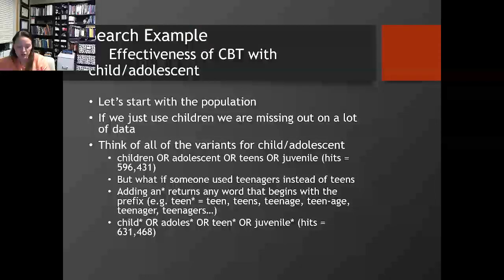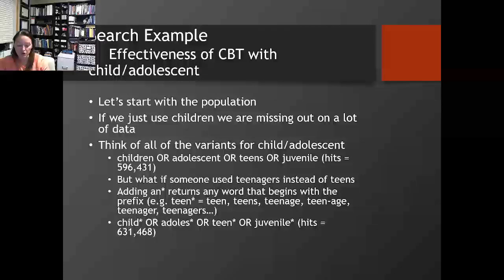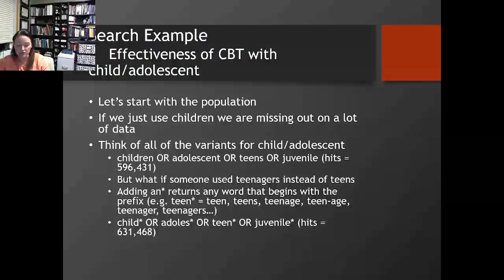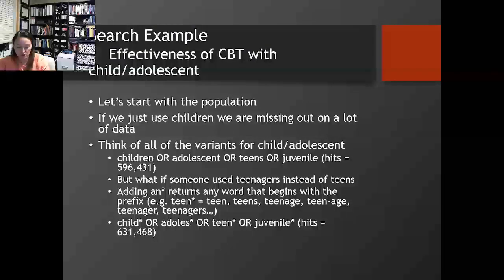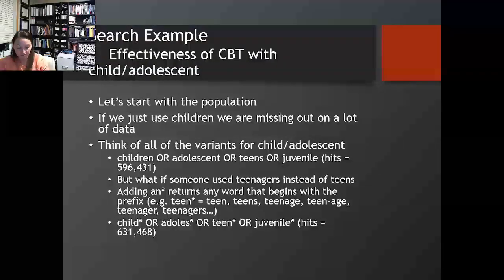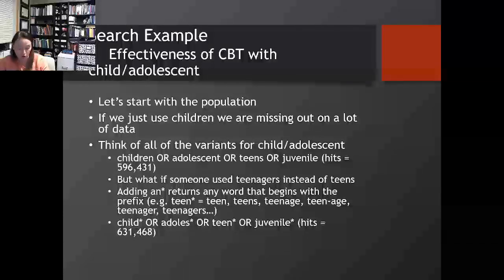Okay, so you want to start with the population that you're looking for. So let's say we want to look at children and adolescents. If we were to just search for children, we are going to miss out on a lot of data for this population that we've defined. Okay, so think about all of the different ways that this population could be described in published articles.